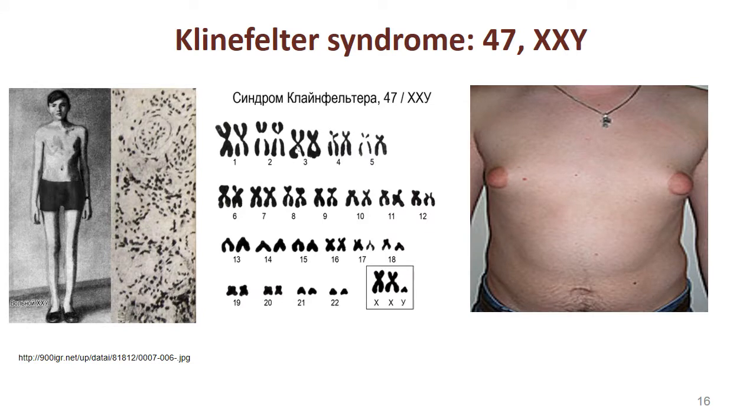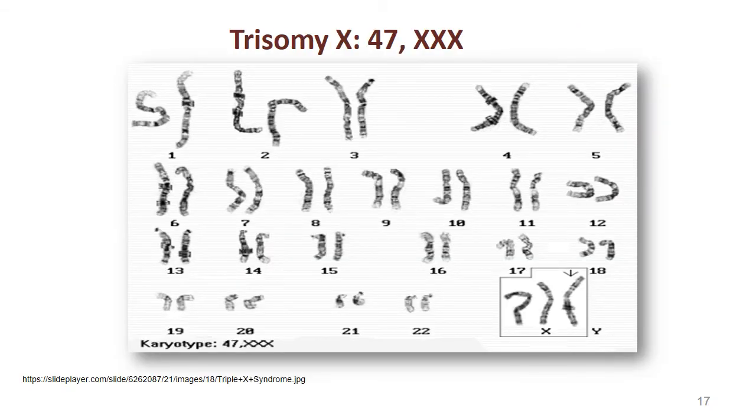Klinefelter syndrome, please see the karyotype 47XXY. We see here tall height, feminine body build, gynecomastia, underdevelopment of testicles, and sterility. Trisomy X, karyotype 47XXX. These are females. It happens in 1 per 1,000 live births. Females are healthy and fertile and usually cannot be distinguished from normal females except by karyotype.